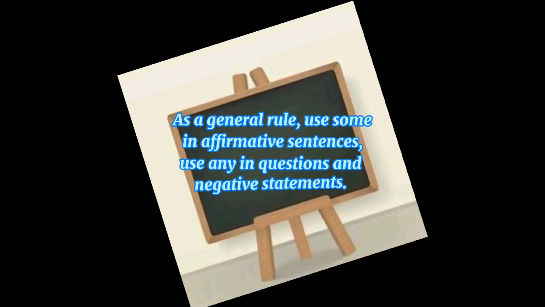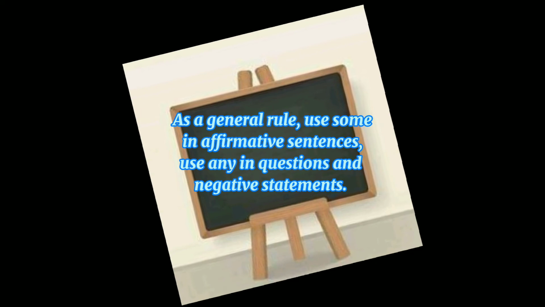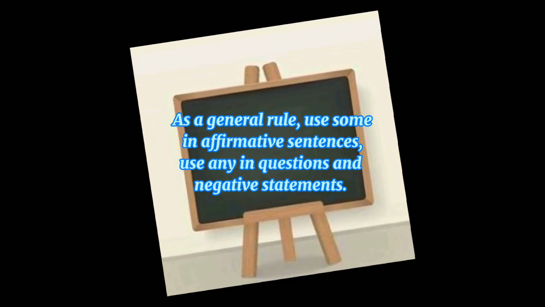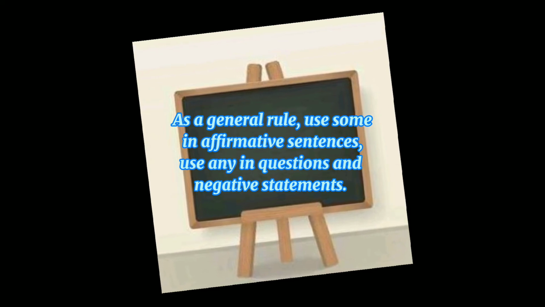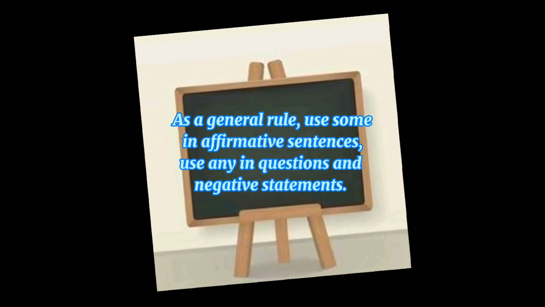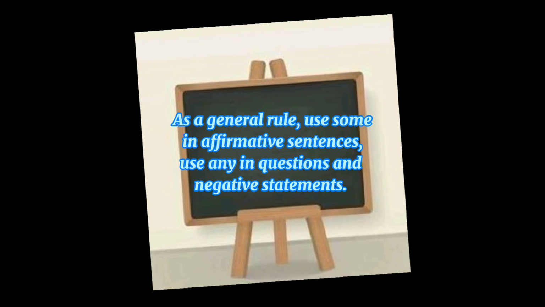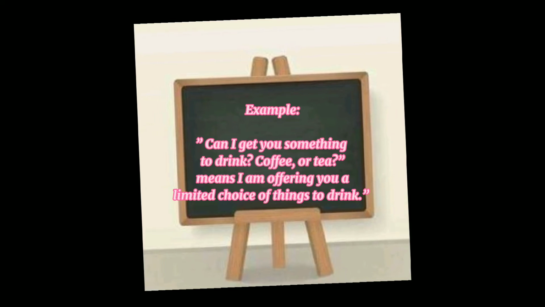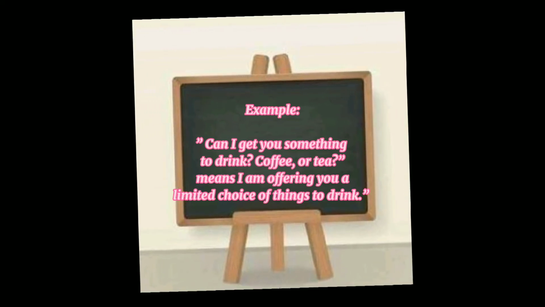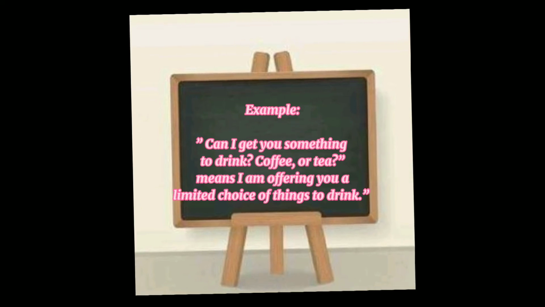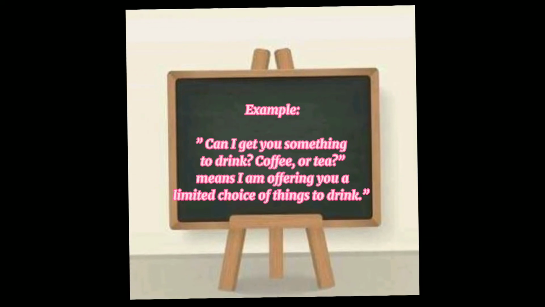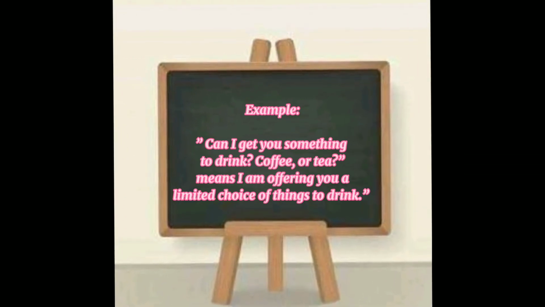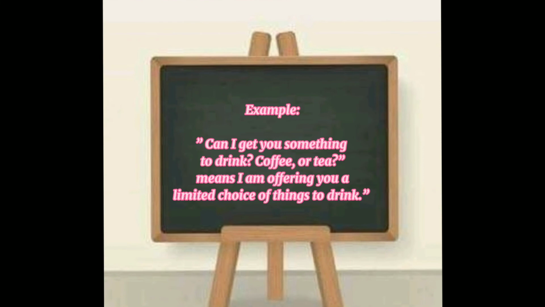So next is we use some and any with uncountable nouns and plural nouns. The rule is that you use some in positive sentences and any in questions and negative sentences. So for example, can I get you something to drink? Coffee or tea? Means I am offering you a limited choice of things to drink. So when we use some in the questions, we limit what we are offering to the person. But when we use any in the questions, we are not limiting the choice.